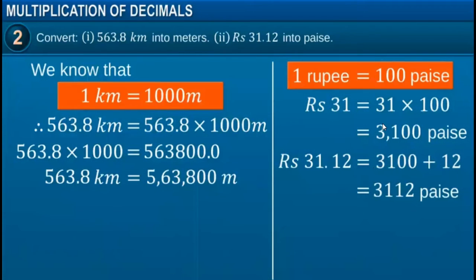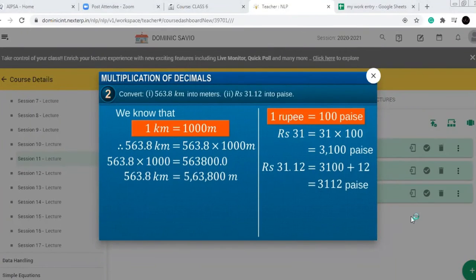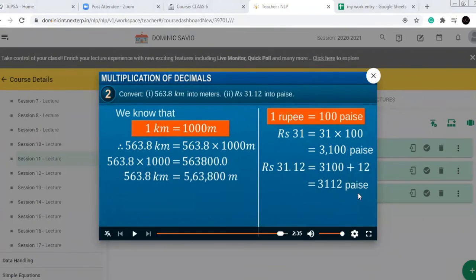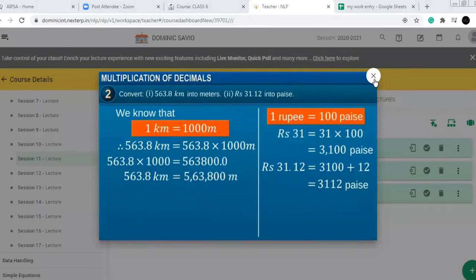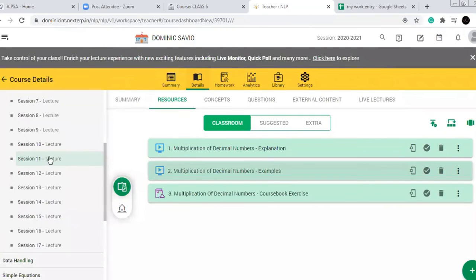So we have just done a revision of what we studied in the last class, that is the multiplication of two decimal numbers. Okay, now we will move forward to the next topic.